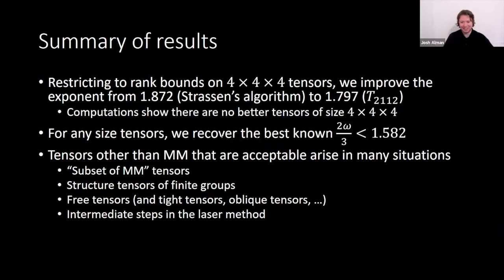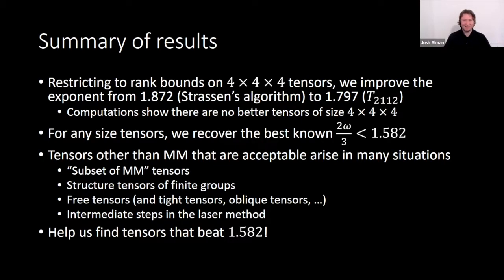But I'm optimistic that there are a lot of different ways to try to come up with tensors like this. So please help us find tensors that beat 1.582 for this light bulb problem. Think about your favorite tensors and whether they're helpful here or not.